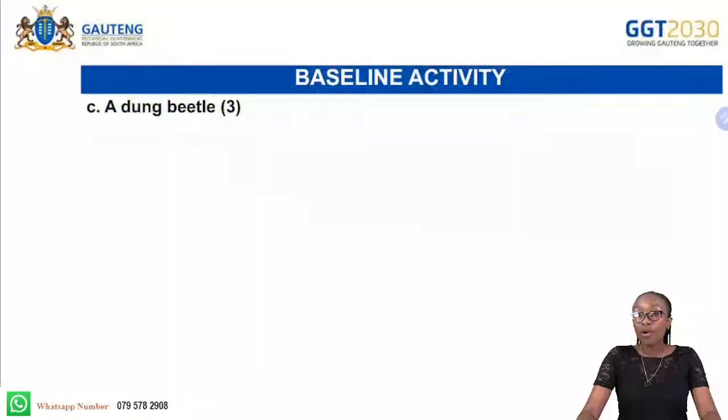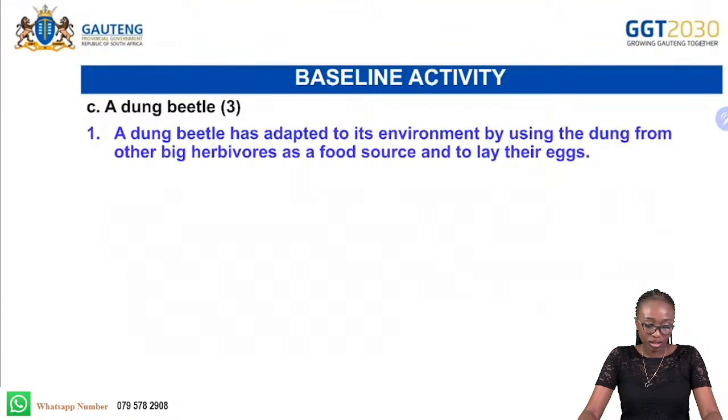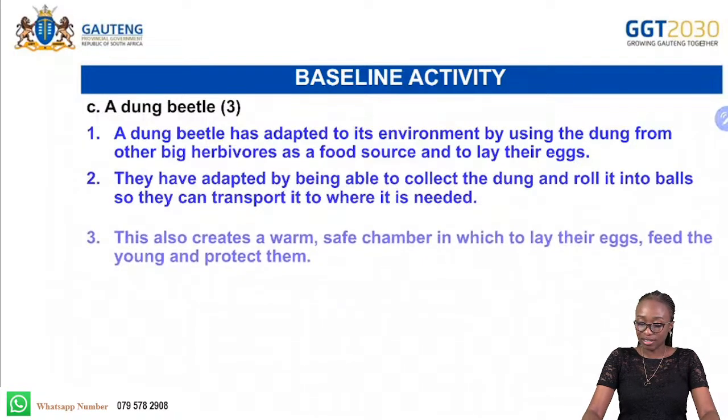Now let's talk about a dung beetle, how it is adapted to live in its environment. A dung beetle has adapted to its environment by using the dung from other big herbivores as a food source and to lay their eggs. Two, they've adapted by being able to collect the dung and roll it into rolls so they can transport it to where it is needed.